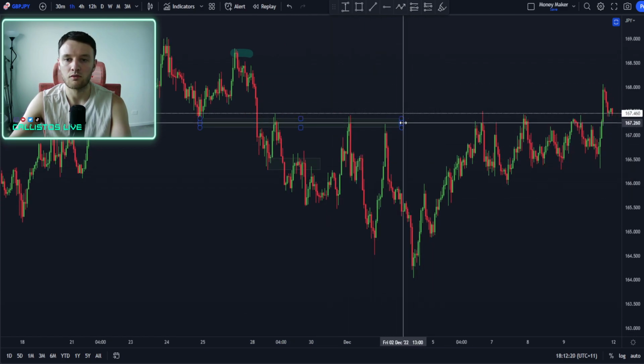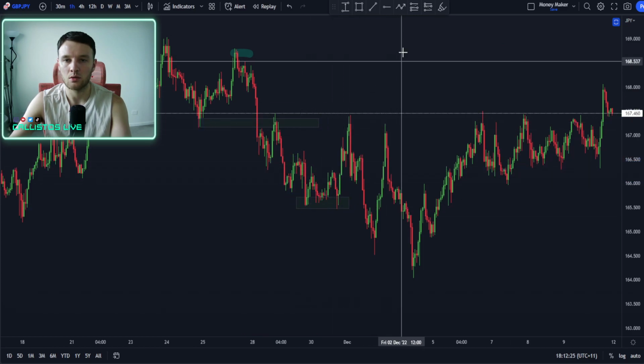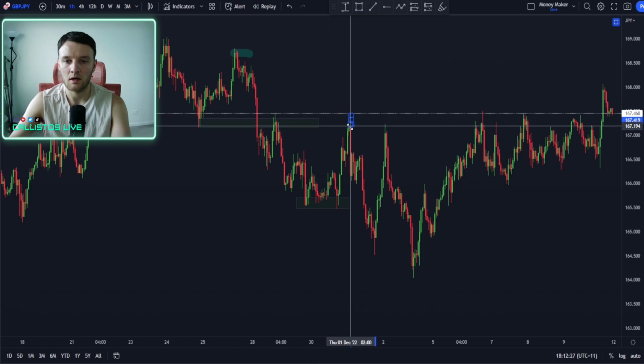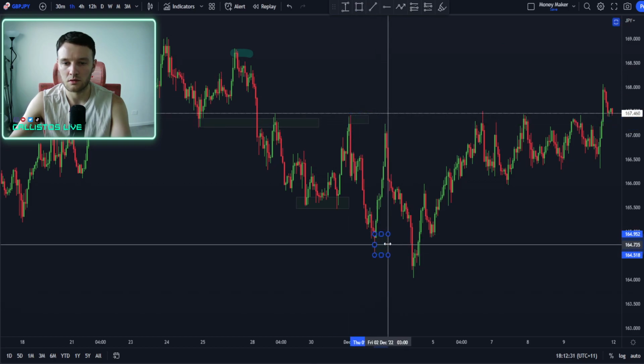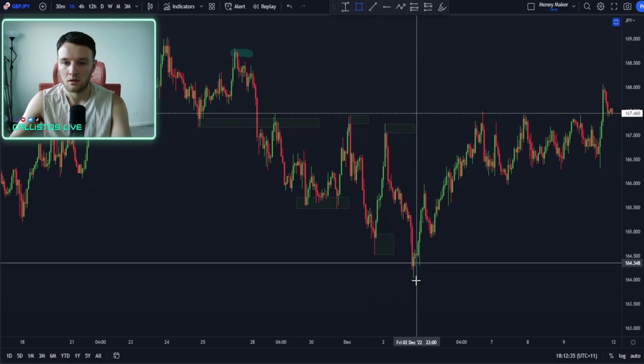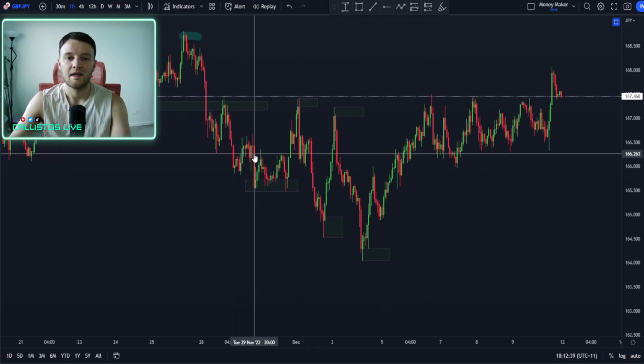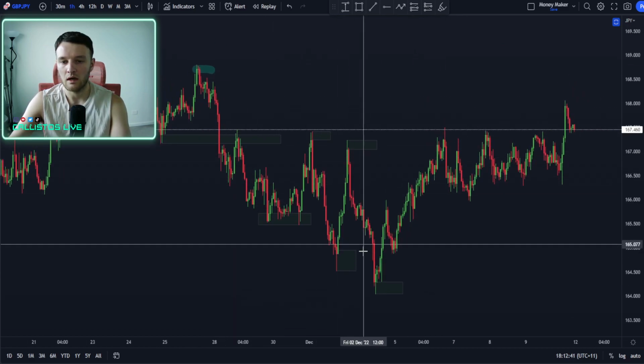And then you've got the overall trend where you could probably say that these would be the lows, these would be the lower highs, lower lows, lower highs, lower lows. So at this point, we can clearly see that price is in a downtrend.